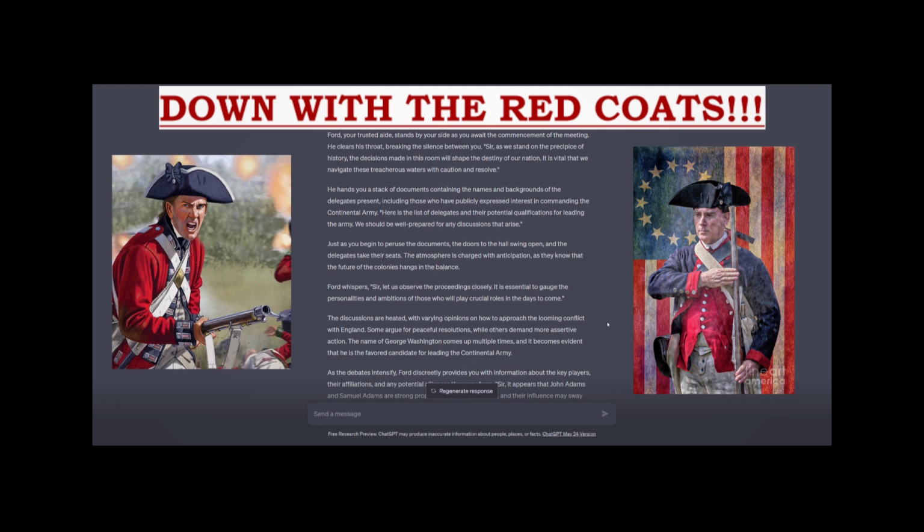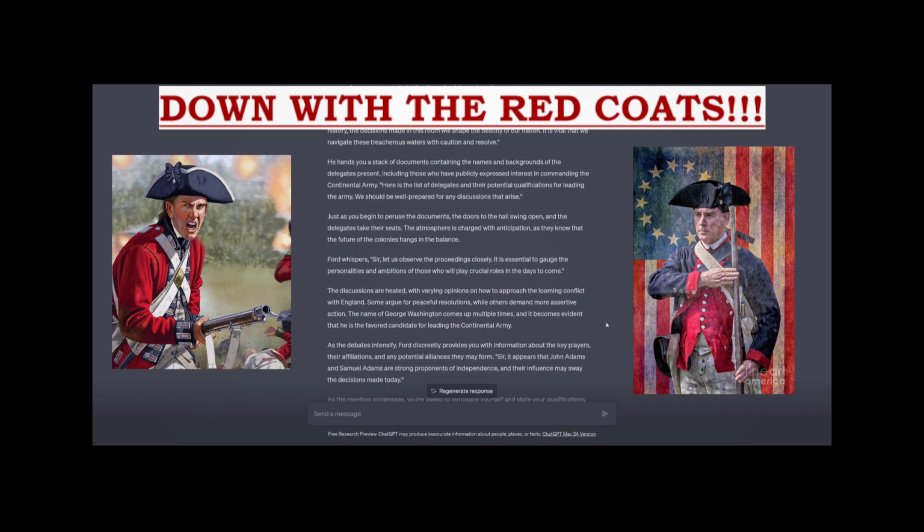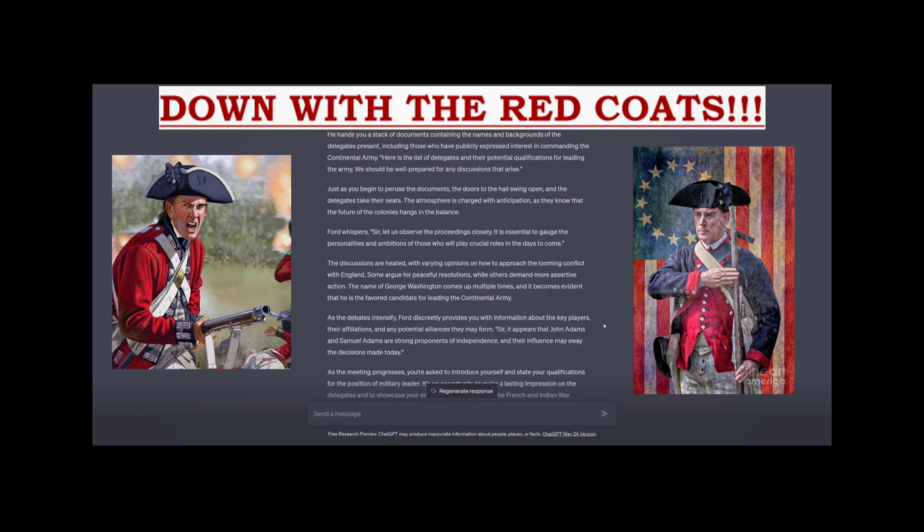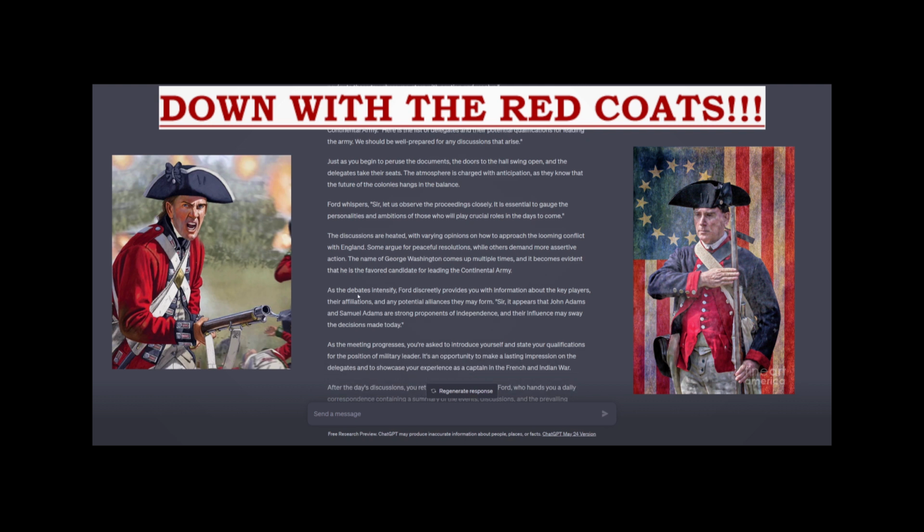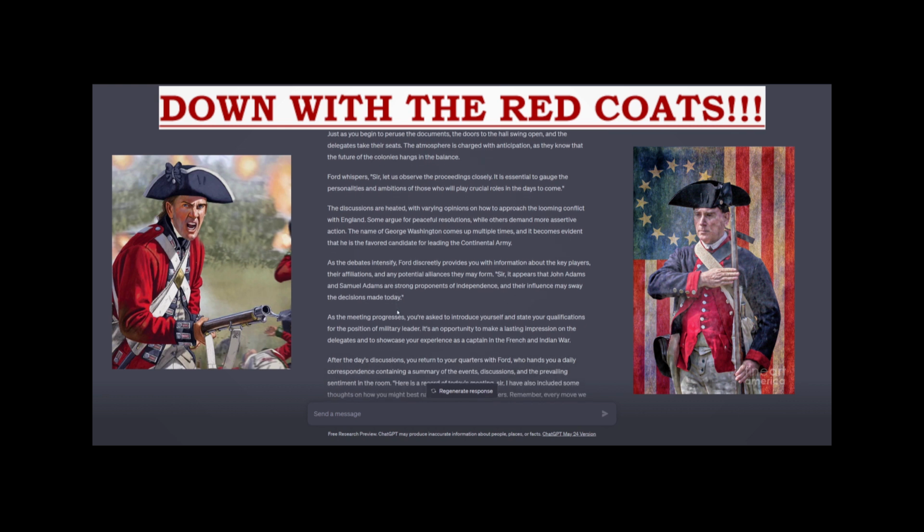It is essential to gauge the personalities and ambitions of those who will play crucial roles in the days to come." Discussions are heated, with varying opinions on how to approach the looming conflict with England. Some argue for peaceful resolutions, while others demand more assertive action. The name of George Washington comes up multiple times, and it becomes evident that he is the favored candidate for leading the Continental Army. As the debates intensify, Ford discreetly provides you with some more information about the key players, their affiliations, and any potential alliances they may form. "Sir, it appears that John Adams and Samuel Adams are strong proponents of independence, and their influence may sway the decisions made today."